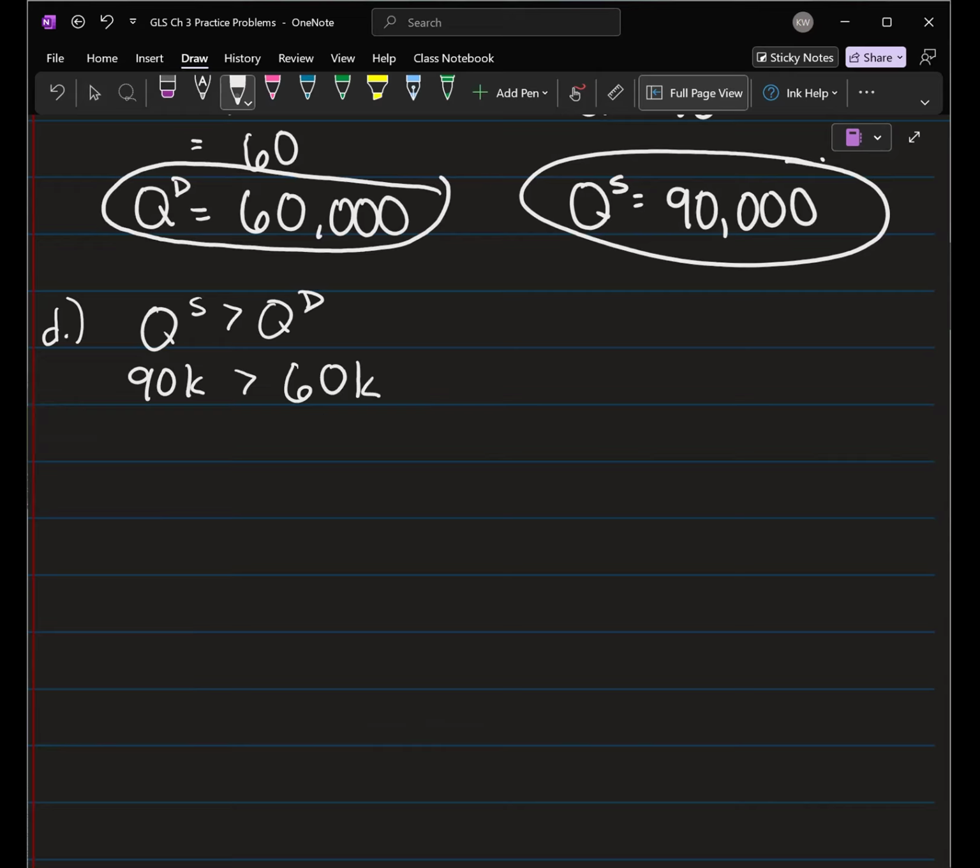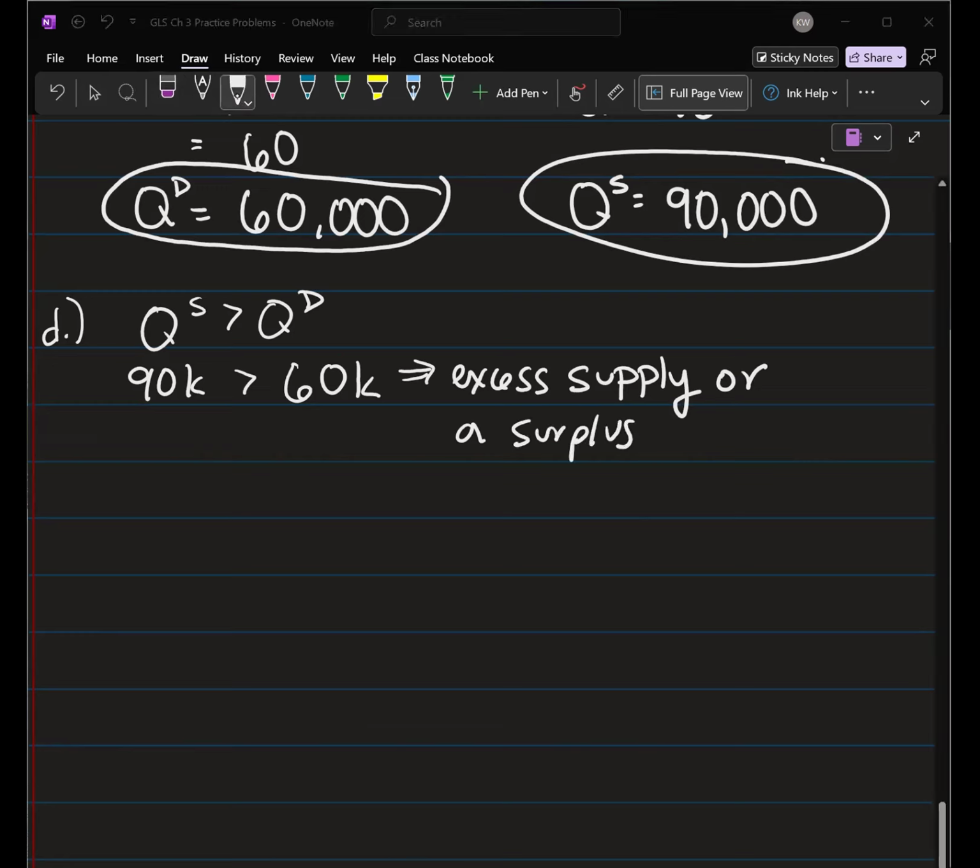And so that tells us that we have what's called an excess supply. Or a shortage. Excuse me, not a shortage, a surplus. Sorry about that. It's a surplus. Don't know where my mind went just now.